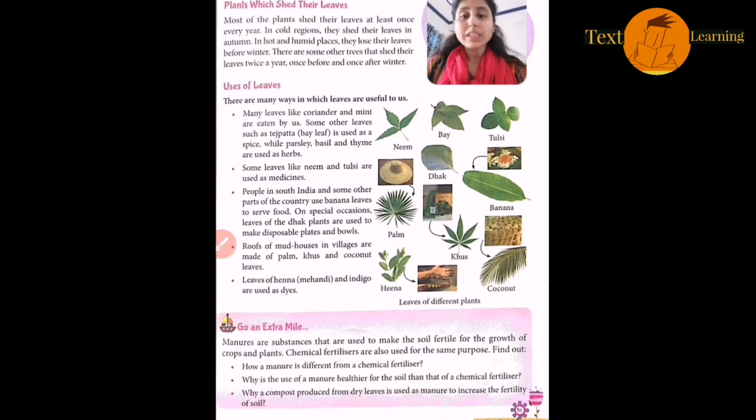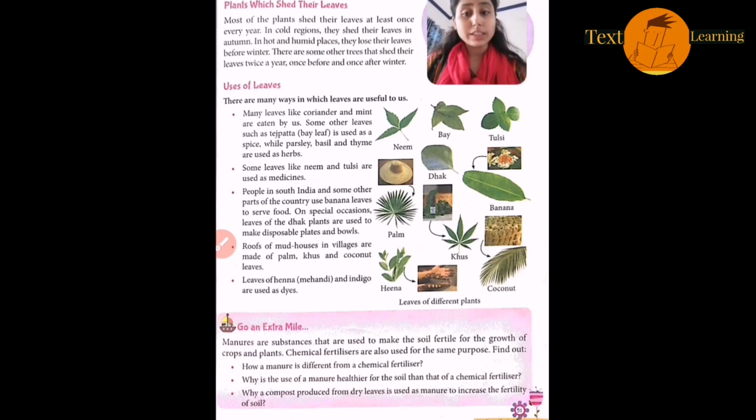Okay. Next, the roofs of mud houses in villages are made up of palm, khus and coconut leaves. In villages there is the kacha house, the muddy house. So they cover their roof, or make the roof of the house, with the help of these leaves, palm leaves, khus leaves and coconut leaves. Because with the help of leaves they can maintain the temperature of the room. Okay, they will not get heat.